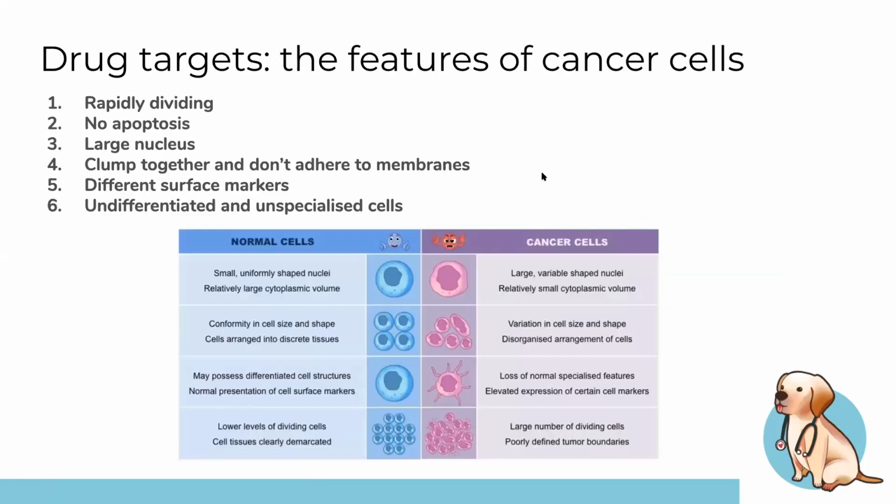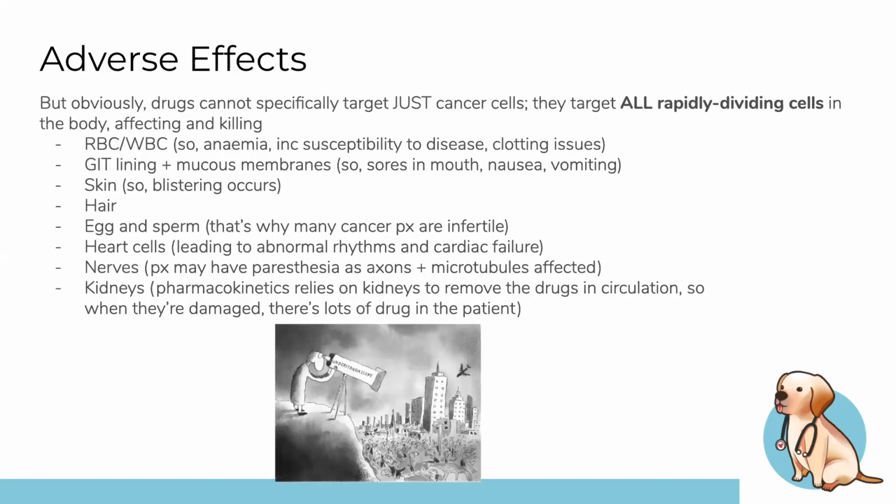So just an overview of the features of cancer cells. We went through this in quite a lot of detail last week, but in general, remember that cancer cells are rapidly dividing. They don't apoptose and they start to become misshapen. And they become very undifferentiated, unspecialized, clumped together. So that's one of the key things that we can use to differentiate and target these cancer cells.